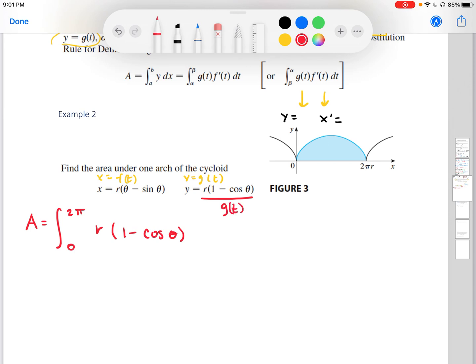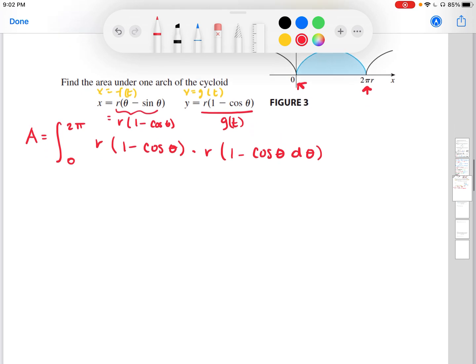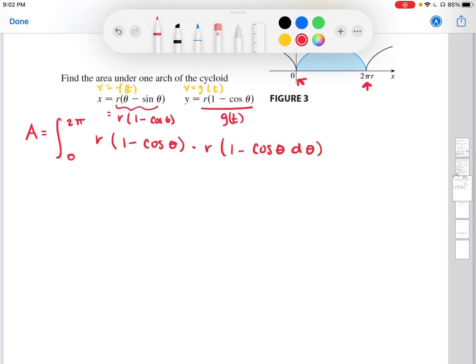And then we need our derivative here. Our derivative, in terms of theta in this case, r is our constant, so we have 1 minus the derivative of sine, which is cosine theta. So let's plug that in: r(1 minus cosine theta) d theta. And something I should have emphasized, we know our limits of integration are from 0 to 2 pi because that's what we have here, 0 to 2 pi.